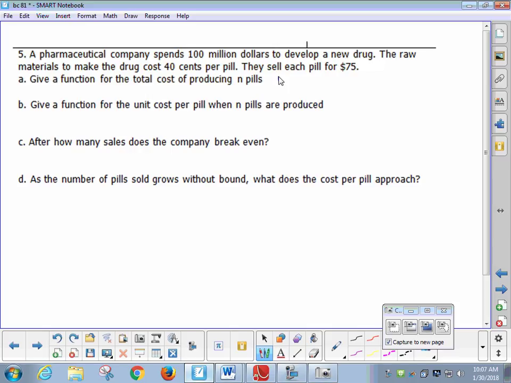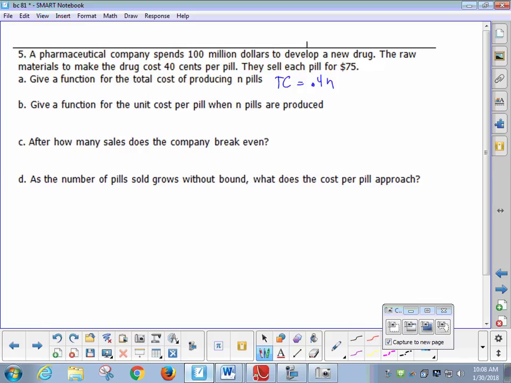Is it total cost equals 0.4 N? No. Okay. Let's go here. How much does it cost to make no pills? I disagree. It costs $100 million to make no pills. How much does it cost to make one pill? $100 million and 40 cents. So, if I asked you, what's the cost per pill if you make one pill? The cost per pill is $100 million and 40 cents.